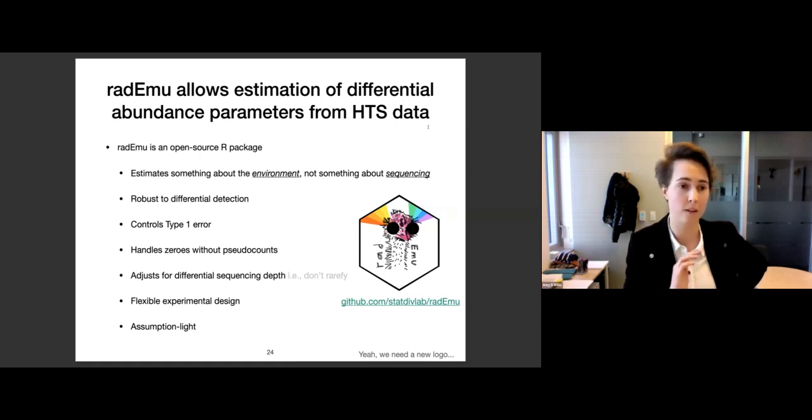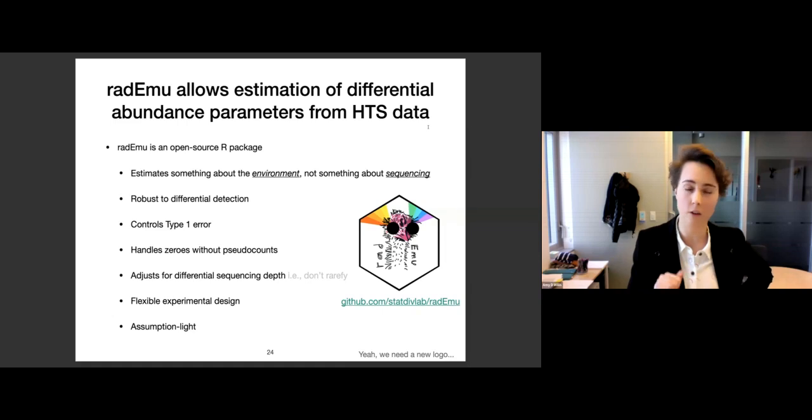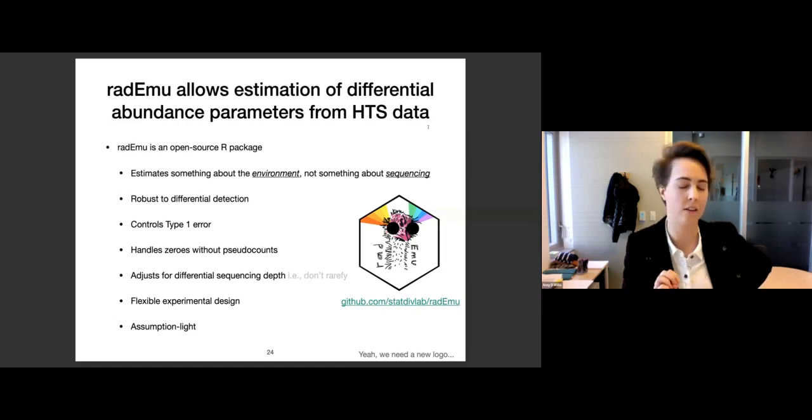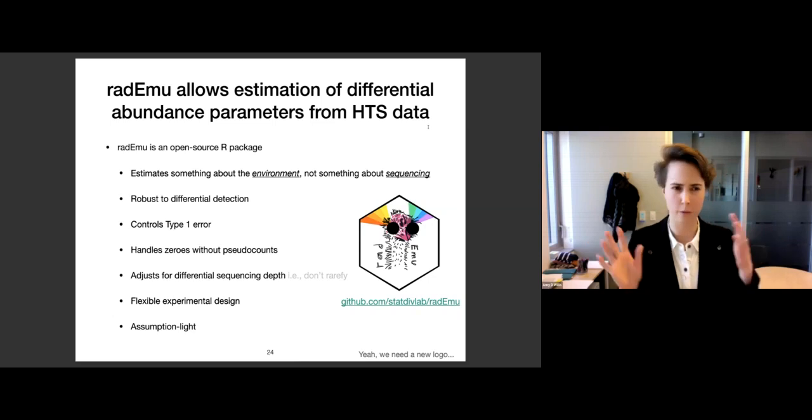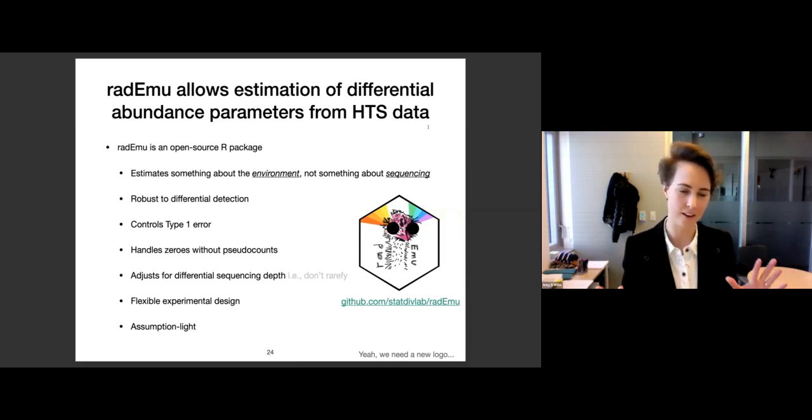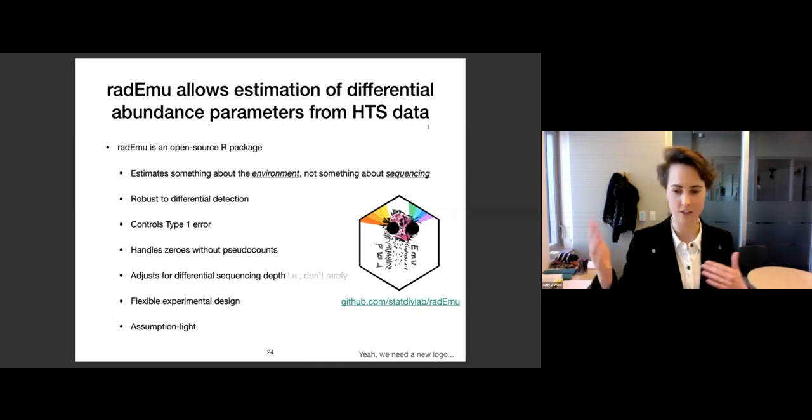It's flexible with respect to experimental design. It can work for case control studies. It can work for cross-sectional studies. For folks who are dealing with longitudinal data or co-housed mice, for example, we've got hypothesis test adjustments that can deal with that. And it's very light on the assumptions that it makes. So it provides all of these nice guarantees in very flexible conditions.